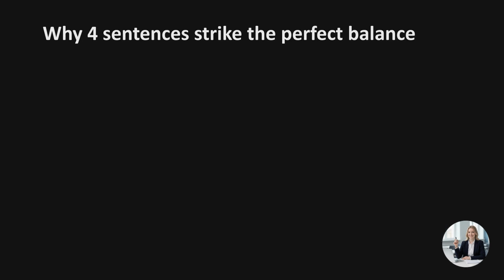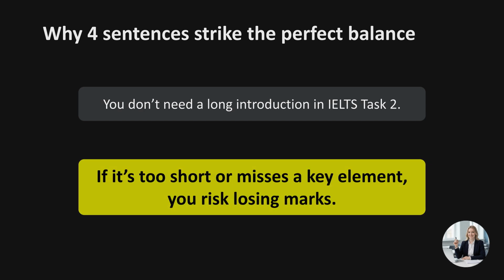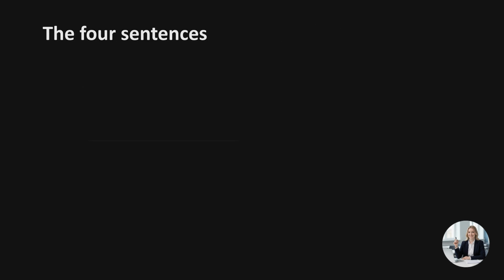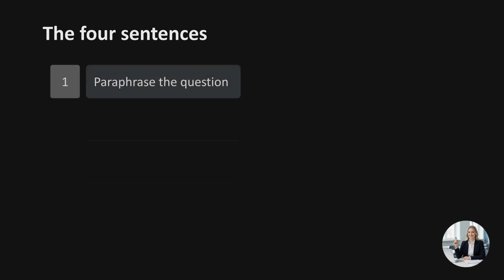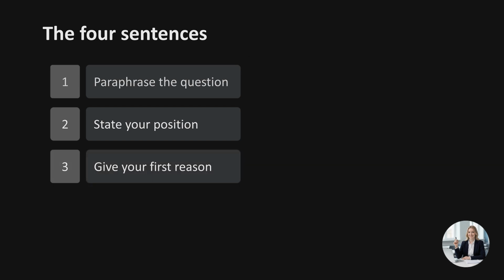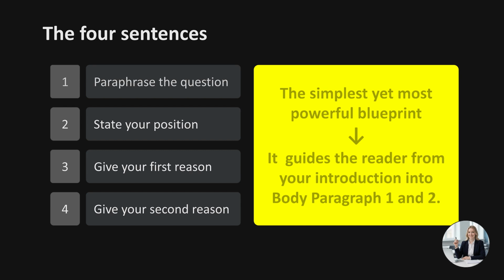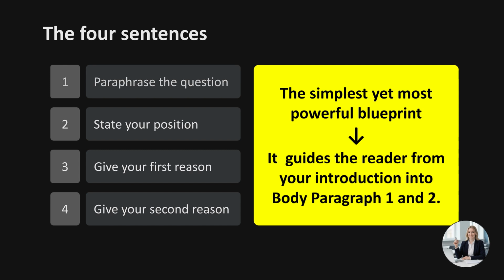Let's first explain why 4 sentences strike the perfect balance. You don't need a long introduction for the IELTS, but if it's too short or misses a key element, you risk losing marks. The 4 sentences are structured as follows. Sentence 1 paraphrases the question. Sentence 2 clearly states your opinion in 1 sentence. Sentence 3 presents your first reason. Sentence 4 presents your second reason. This 4-sentence structure is the simplest yet most powerful blueprint for your introduction. It seamlessly guides the reader into body paragraph 1 and body paragraph 2.